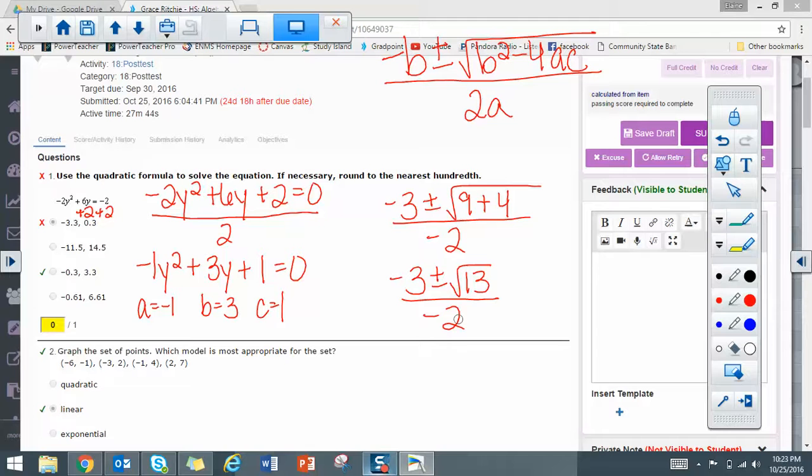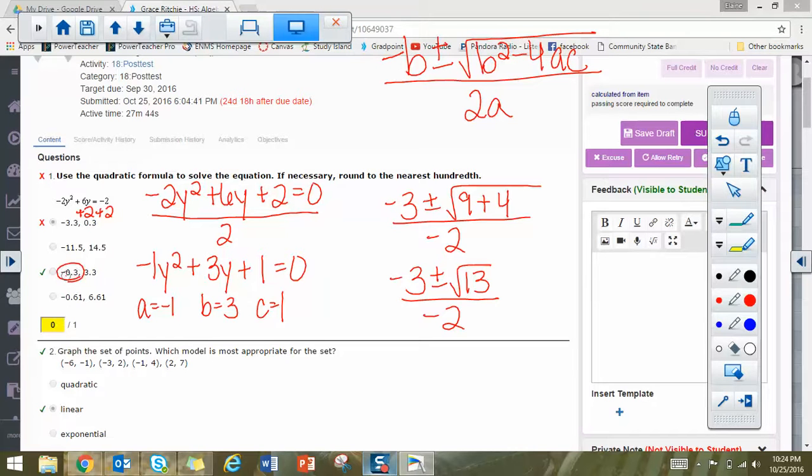So I've got a calculator here. I'll do the square root of 13, and I'm going to add a negative 3, so I'm working backwards with my calculator here, and I'm going to divide it by negative 2. That gives me negative 0.3, and it actually says negative 0.30277, so on and so on. So that's the negative 0.3 that I see here.